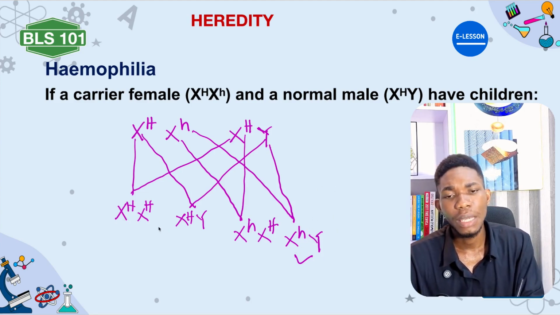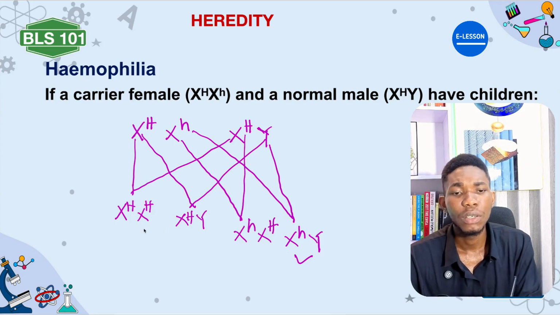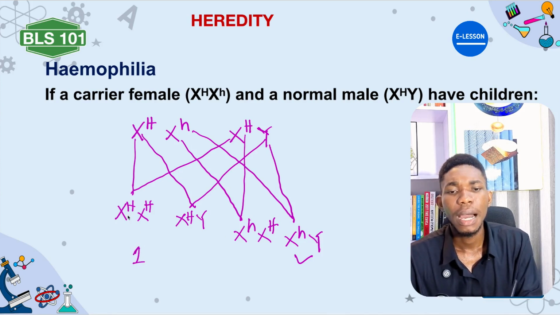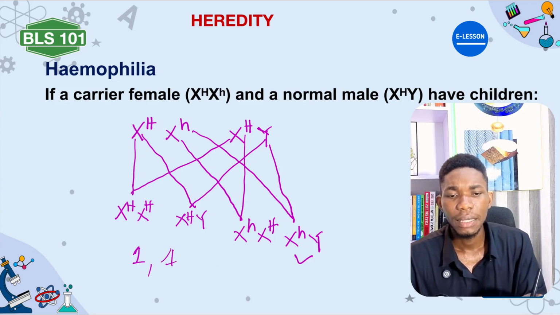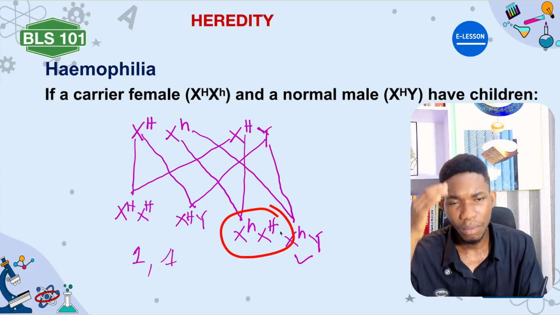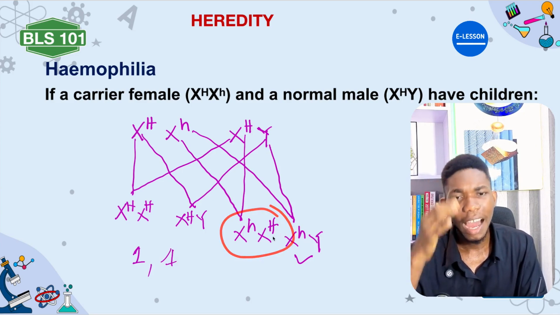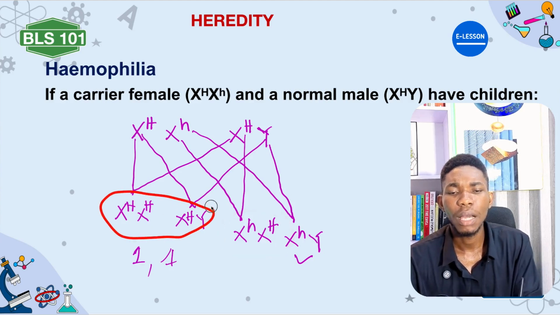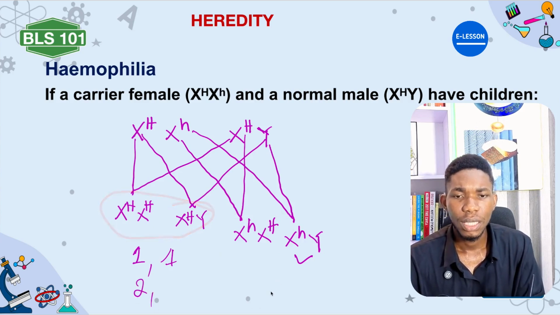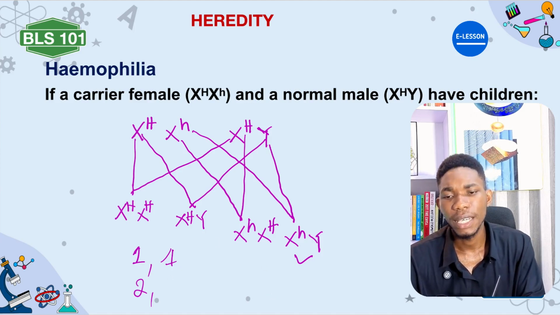So the question will now be, how many of the children will be hemophilic? Only one is hemophilic. How many are carriers? Only one person is a carrier. The carrier is this female here. You understand? How many of them are normal? Two of them are normal, these two. Is that okay? That is it. So that is that for hemophilia.